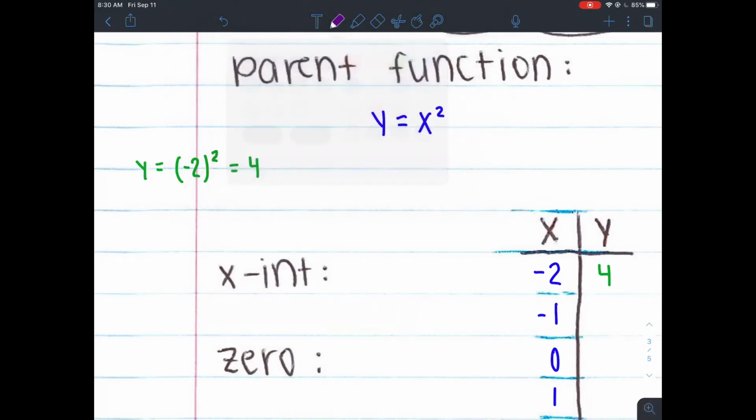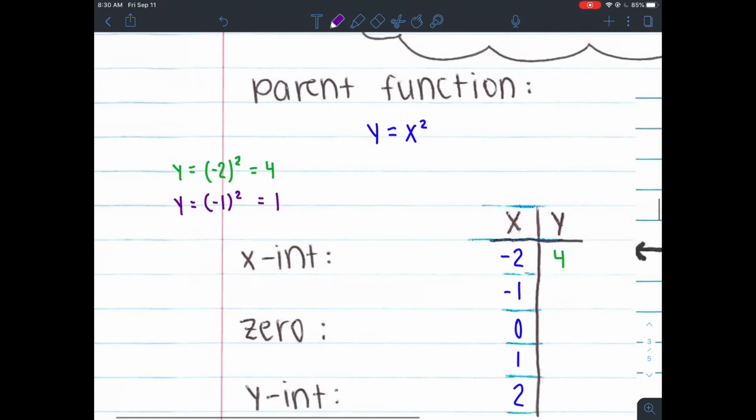Now you're going to do the same thing with the next x value, which is -1. I'm going to plug in -1 for this x value here. So I have -1 squared. Well, -1 times -1 is +1. So I'd have a 1 here for my y value. Moving on, y equals 0 squared, because I'm plugging in a 0 for my x value now. Well, 0 squared is just 0.